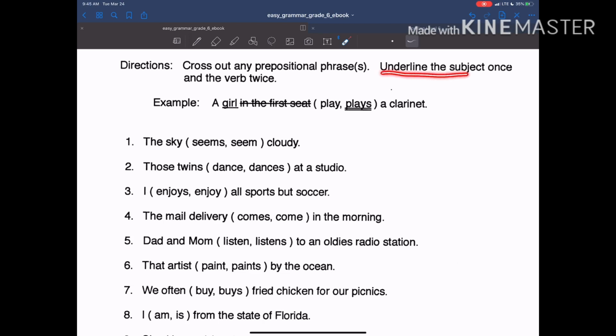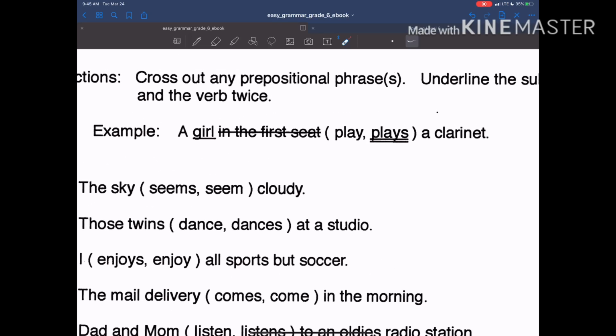Then we're going to underline the subject once and the verb twice, okay? Let's look at our example. Here we have a girl in the first seat, player plays a clarinet. Well, we have a prepositional phrase first, so we're going to cross that out. So we know that our subject and our verb cannot be in that prepositional phrase. Our subject is girl. Girl is singular. It's only one girl. That means our subject will be plays.